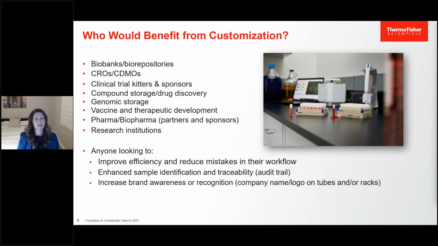So who would benefit from customization? So basically anyone who is looking to improve efficiency and reduce mistakes in their workflow, enhance sample identification and traceability. This is great if you need an audit trail, and increase brand awareness and recognition. So that, like I showed on the previous slide, we can add company logos, we can add name, logo, we can add it to tubes and racks. So again, a lot of options and variations for customization.